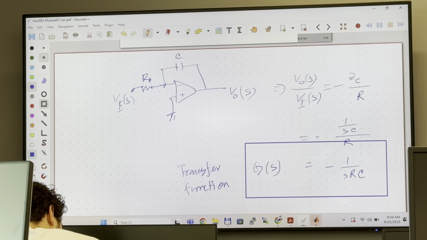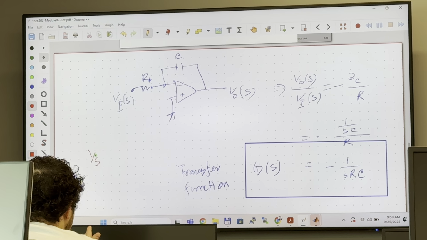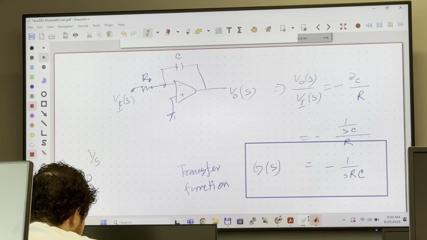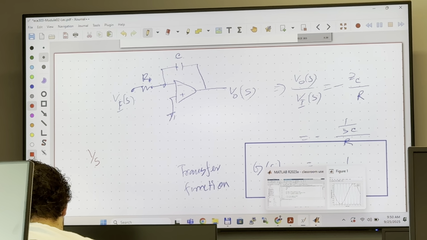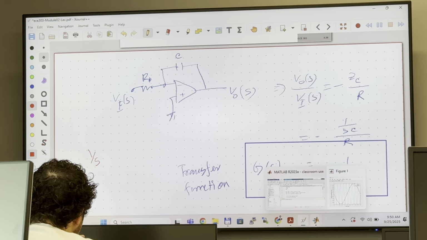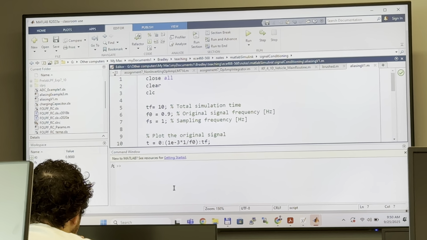In signals and systems, guys, did you go to Simulink? There is a block called 1 over S integrator. Did you not go through this? Did you not use Simulink at all? Signals and systems. Probably Dr. Mo will go through this.